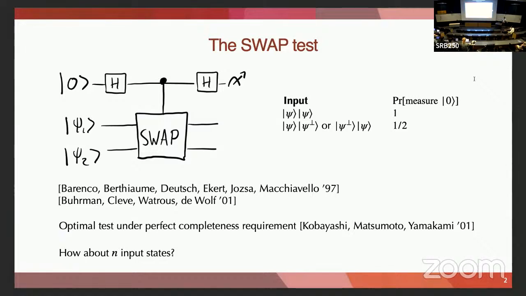And the natural question to ask is how actually optimal this test is for this particular problem. And it was proven that it's actually an optimal test if we impose a perfect completeness requirement in this paper. And what does it mean, perfect completeness requirement? So perfect completeness means that if we are given an input with two equal states, then we are required to answer correctly with 100% probability.